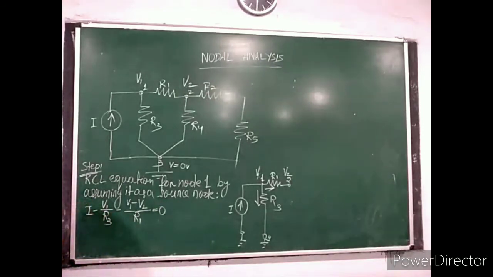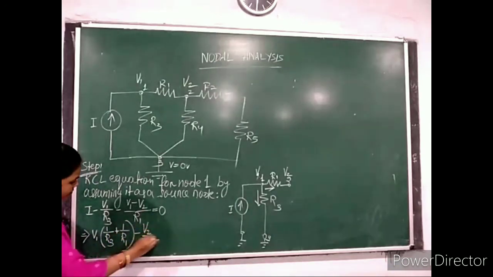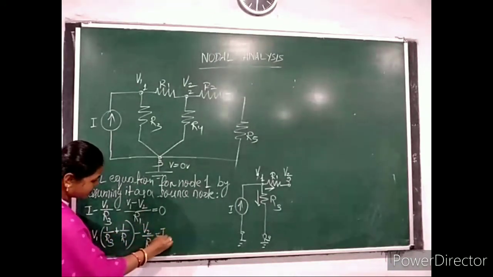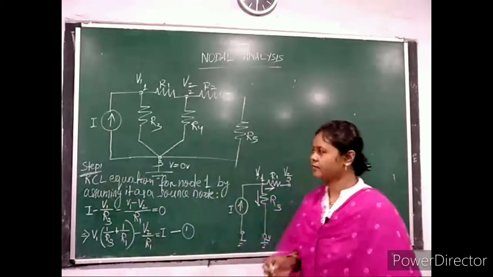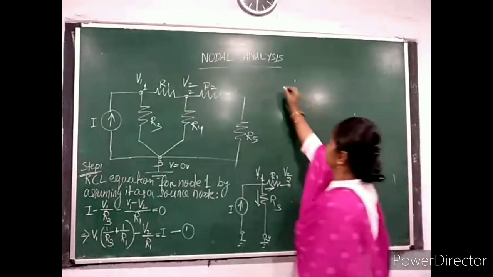If I rearrange this equation, if I take V1 common and take the current I to one side of the equation, then the equation becomes, take it as equation number 1. The next, step 2.